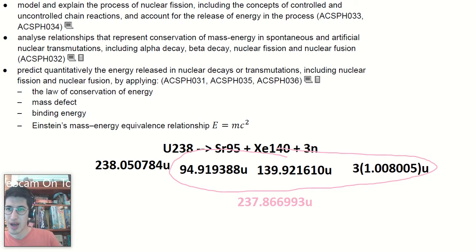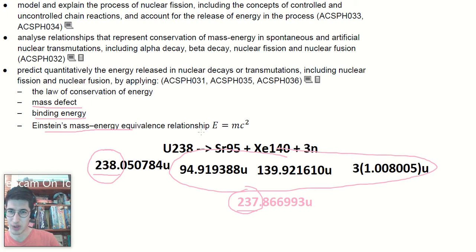Okay, so let's think about this. We have this idea of conservation of energy, but we have 238 atomic mass units here and 237.8 atomic mass units here. So really there's about a 0.2 difference between them. Mass defect. Yes, there is a mass defect. Some mass is missing, again about 0.2 atomic mass units. Binding energy. There was binding energy holding this uranium together, but now the binding energy is not holding the pieces together anymore. That binding energy has separated into some other form of energy.